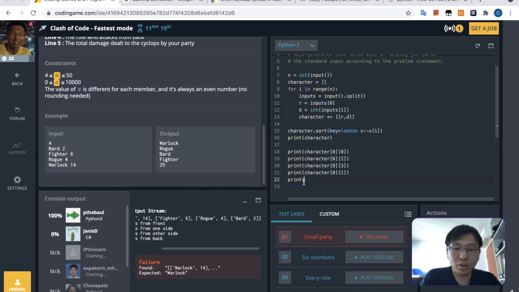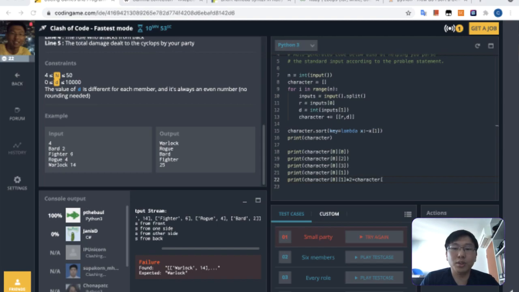So the total damage dealt will be character[0][1] times 2, because he gets double damage, plus character. This is not a very nice way to do it. It's best to use a struct or another class, then you can do character dot attack or character dot name. Right now I'm just using a shorthand list because it's just for this problem. But if you were to program a game like this, it'd be good to use a class to store your character name and attack, so that it's easier to read your code. This is not very readable code right now.